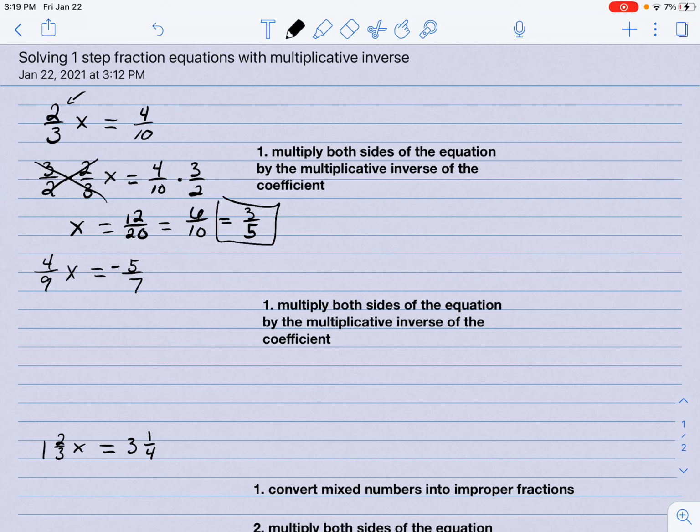Okay, next one, so same thing. We're going to multiply both sides by the multiplicative inverse of 4/9. So that would be 9/4 times 4/9 x. It's going to equal negative 5/7 times 9/4. Okay, so a negative times a positive, there's an odd number of negatives, therefore your outcome is going to be negative. Once again, left side, this cancels out, leaving us with x.